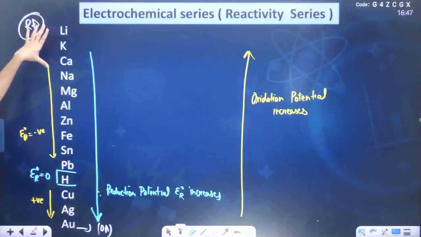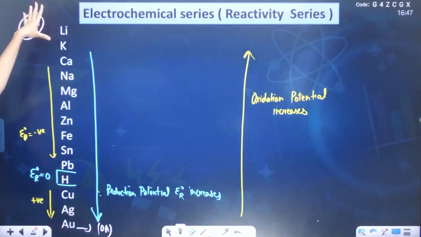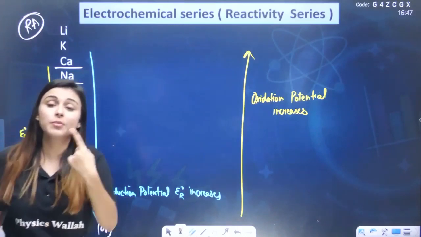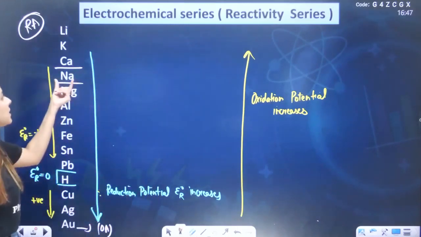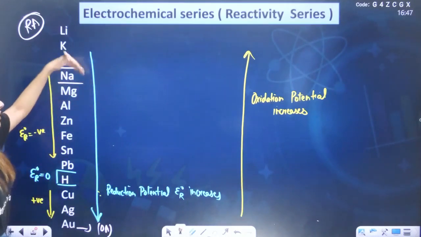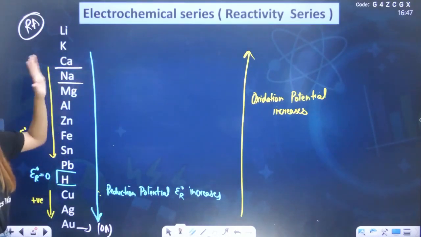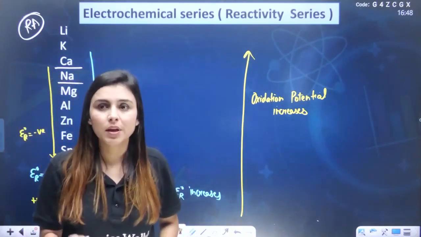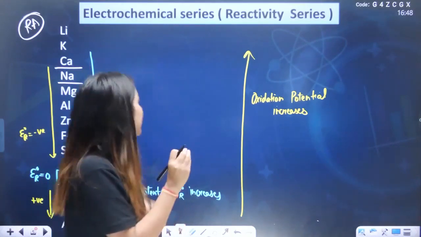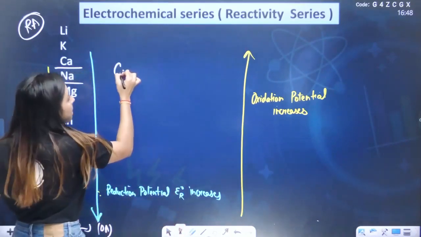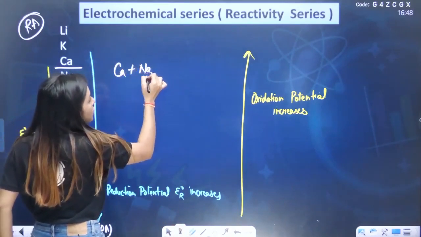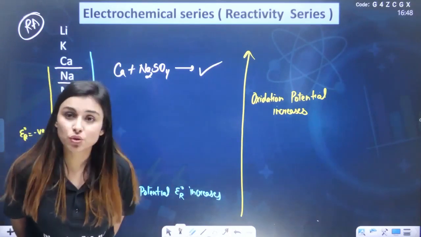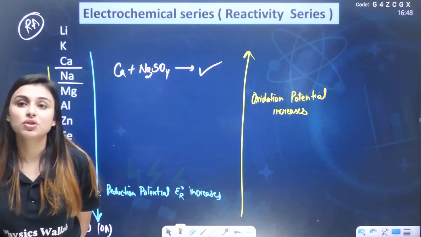See, I know that the elements above have a higher oxidation potential as compared to the elements below. For example, if I talk about calcium and sodium, I can say that calcium has a higher oxidation potential as compared to sodium, right? Because top to bottom reduction potential is increasing, so oxidation potential is decreasing. So I can say that calcium has a higher oxidation potential than sodium. So my dear students, your calcium can displace your sodium from its aqueous solution because calcium has a higher oxidation potential.